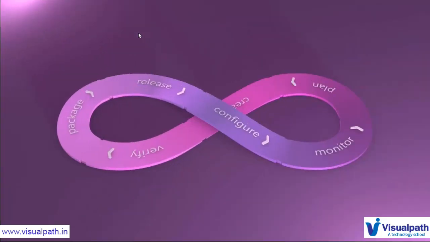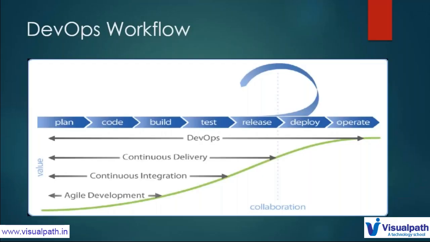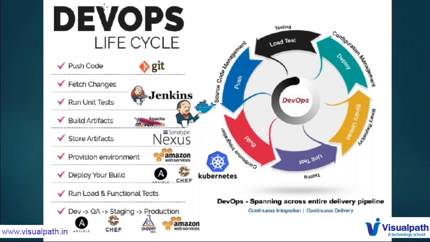DevOps is called a continuous life cycle because in an agile movement there will be continuous code commits, code changes. So it is going to be a continuous process of the entire life cycle, right? Fetch the code from a repository like Git. Then some automation tool like Jenkins can fetch those changes, run some tests, build artifacts.